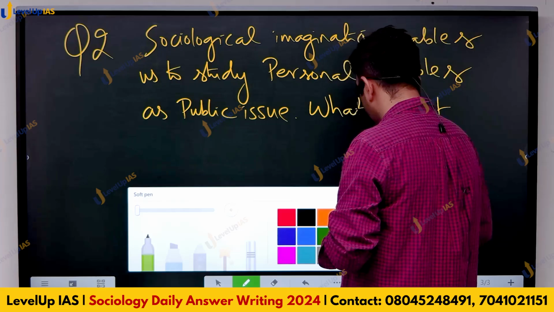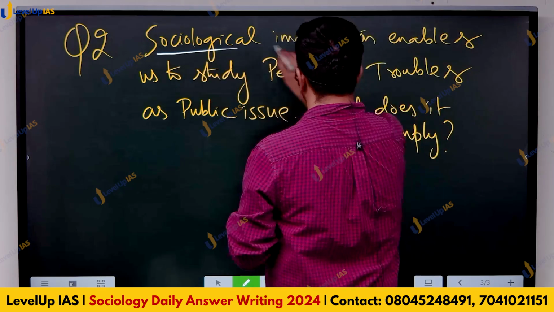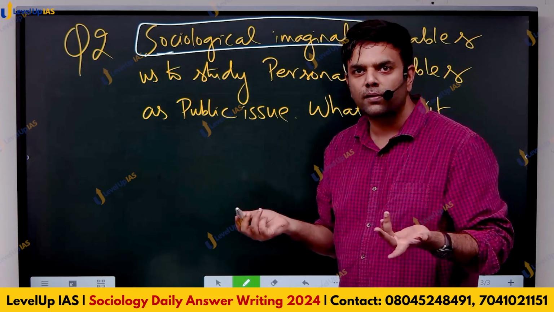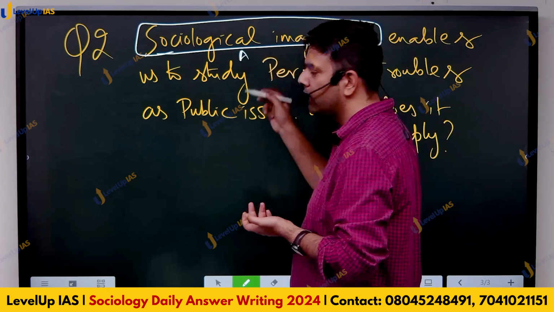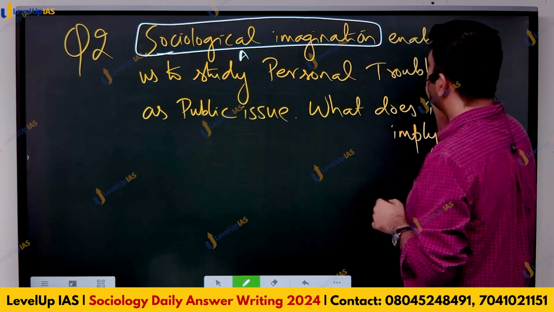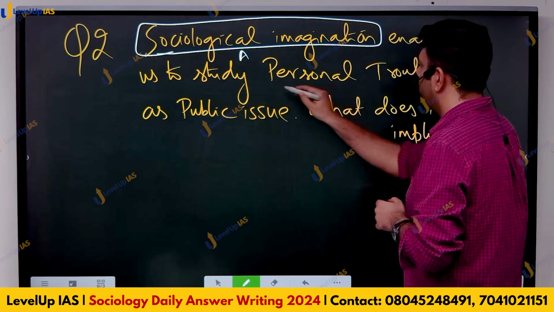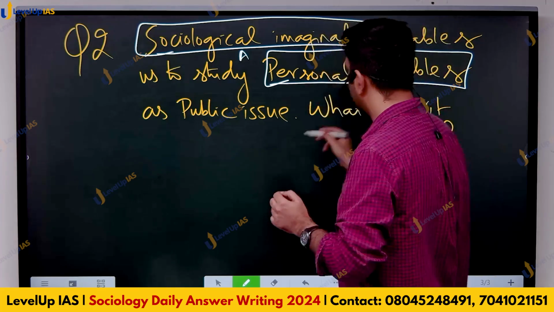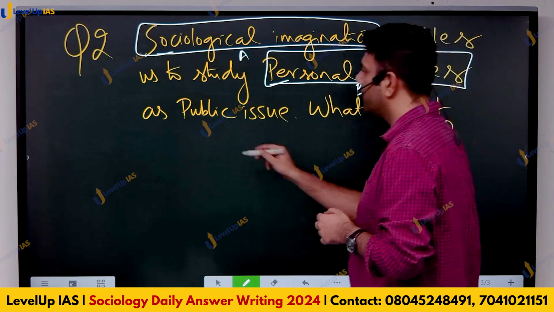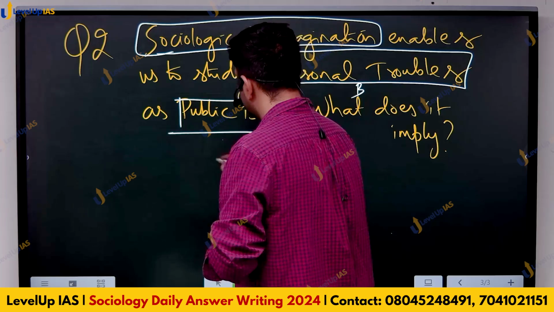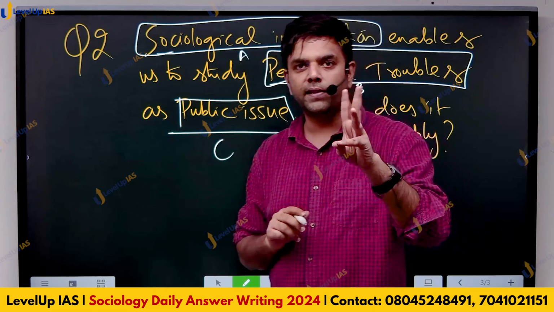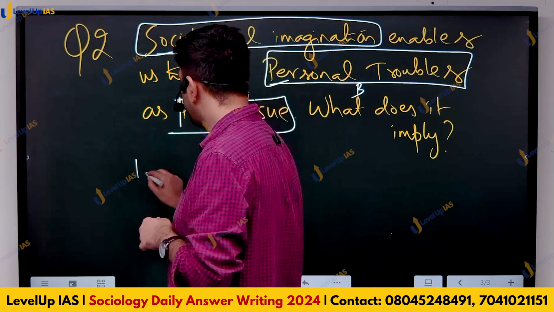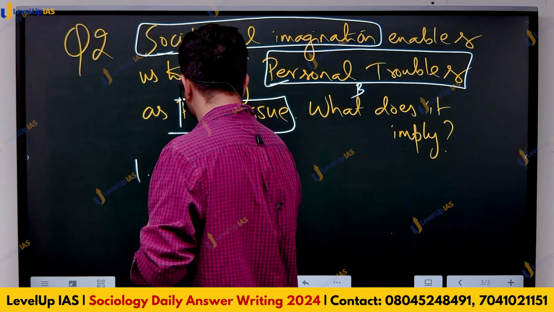What is this saying? It is saying sociological imagination, I don't know what it is. Okay, A, enables us to study personal troubles. I'm highlighting only keywords. Okay. B, as public issues. C, I can find 3 keywords in the question. Okay. So first step complete, identification of keywords.